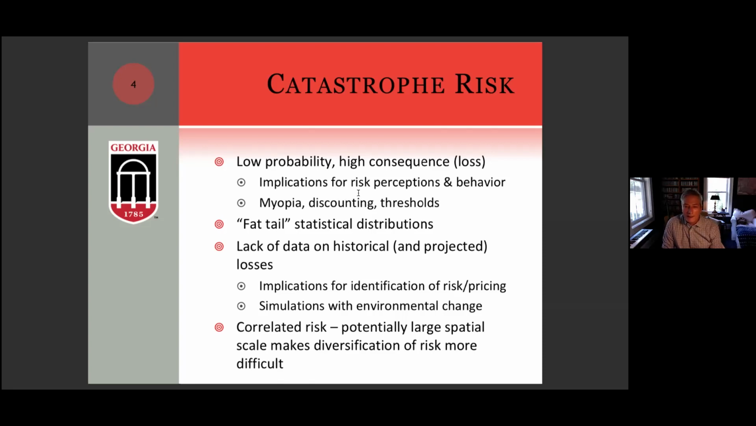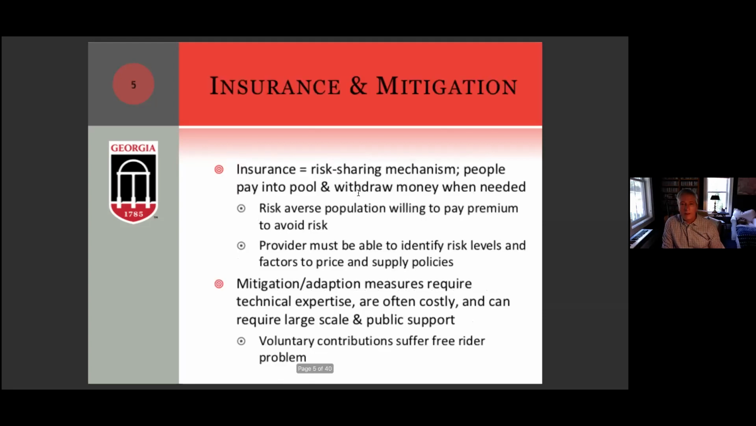Another problem with selling insurance in this domain is that risks are correlated. So if you're a single insurance provider in an area and there's a loss, there's going to be many losses. So this makes it difficult to diversify risk, which typically means you have to have a really large scale of selling and servicing policies. So the domain of catastrophe risk makes this research difficult, but also important. And to say a little bit about insurance and mitigation, which is what I want to focus on here, because these are ways that households can protect themselves.